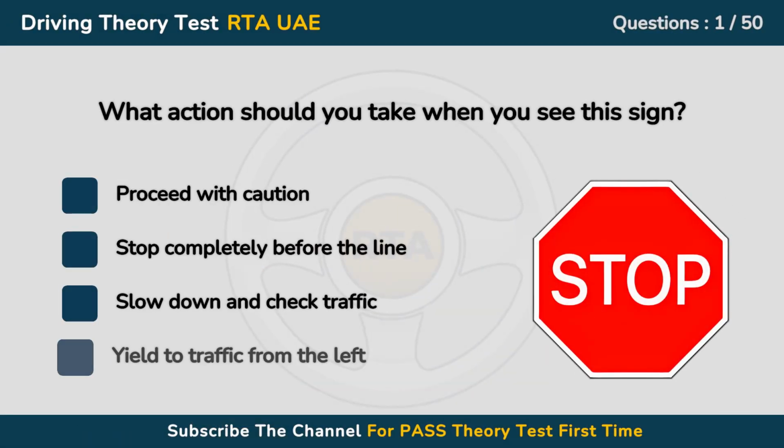Question 1. What action should you take when you see this sign? A. Proceed with caution. B. Stop completely before the line. C. Slow down and check traffic. D. Yield to traffic from the left.